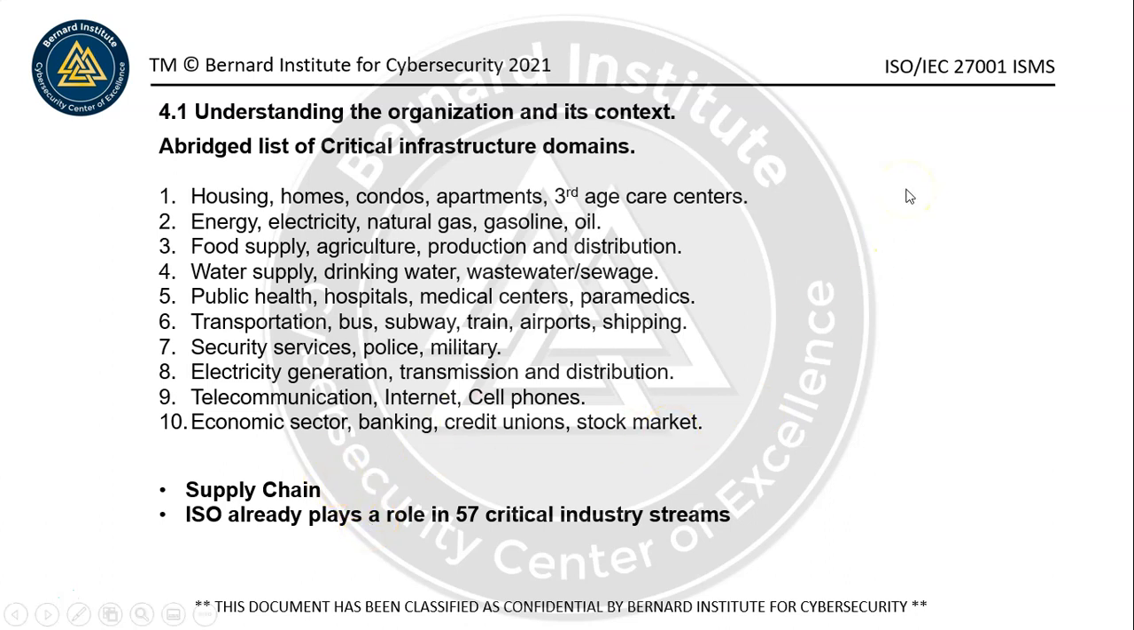So what does the company do? What are the risks? The positive that could benefit the organization, the negative, which could also harm the organization or impede it from reaching its strategic goals and objectives. Okay? And where does it lie in the supply chain? So that will help you to identify what risks, both internal and external. ISO already plays a role in over 57 critical industries around the globe. So ISO is well known out there.